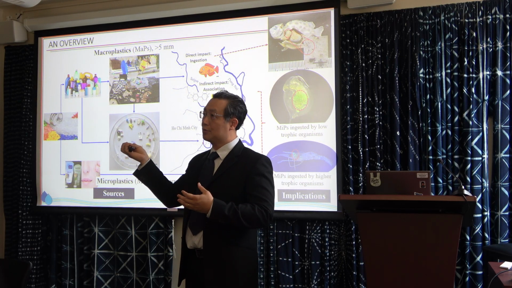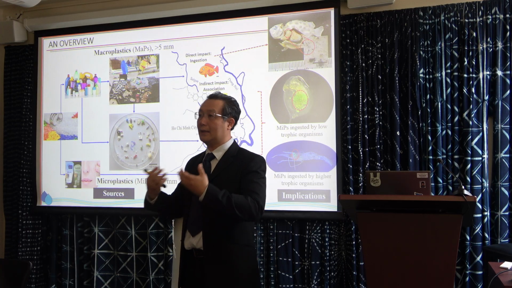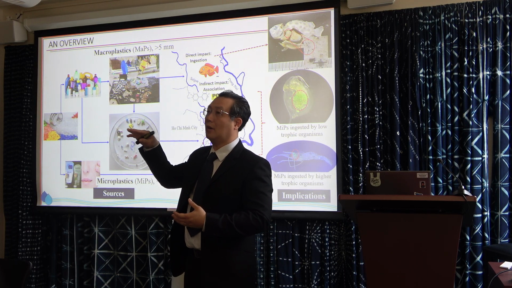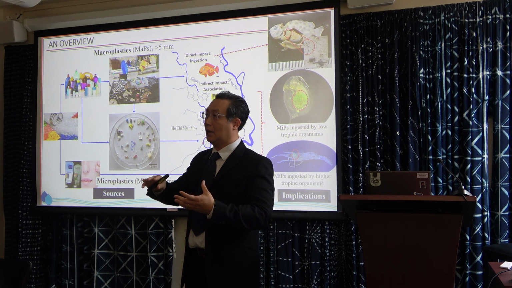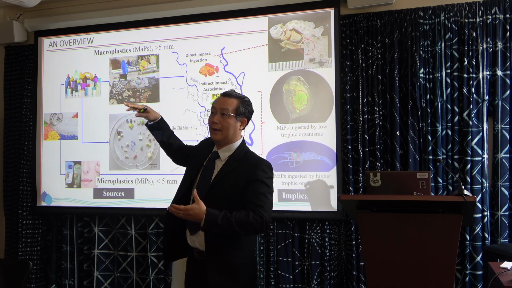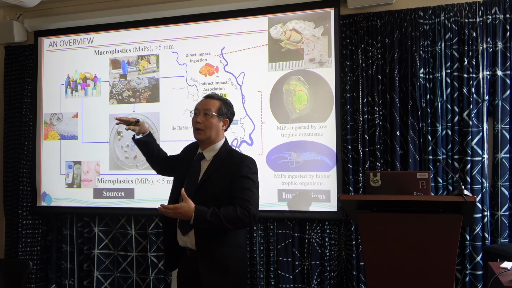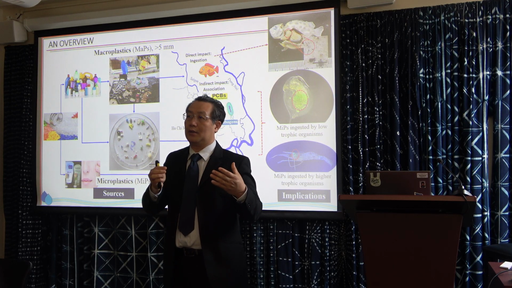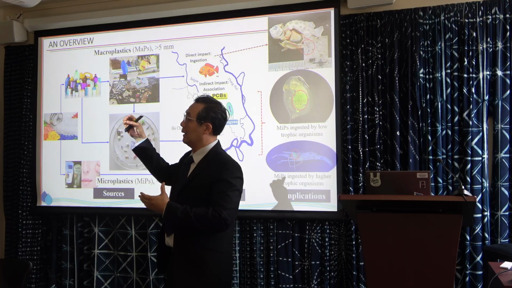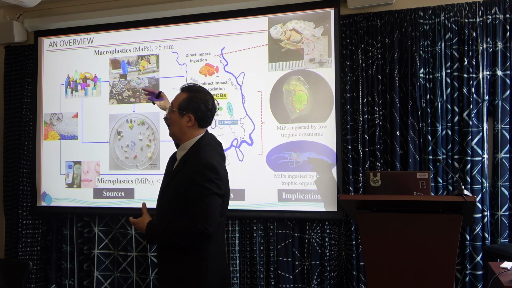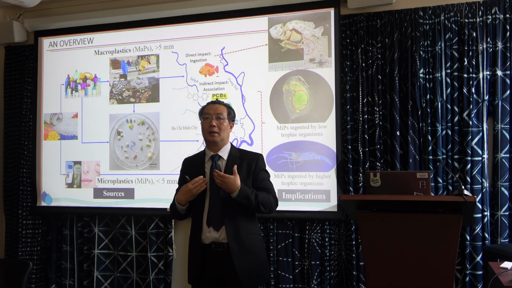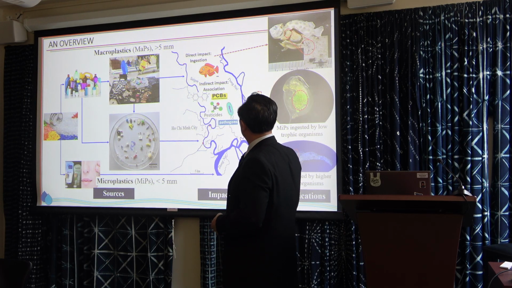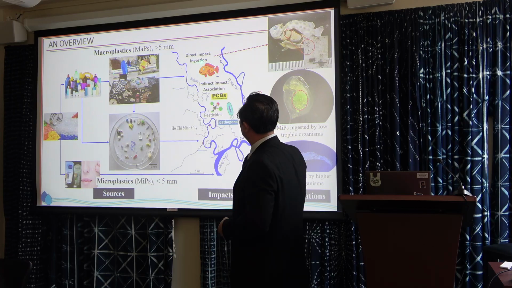So low trophic organisms can eat it, and then high trophic organisms can eat the smaller ones, and following the food web, it can transfer into higher trophic organisms, like from zooplankton to fish to birds, and maybe to higher animals like mammals, and finally it can come into the human body. So the first impact of microplastics is ingestion.